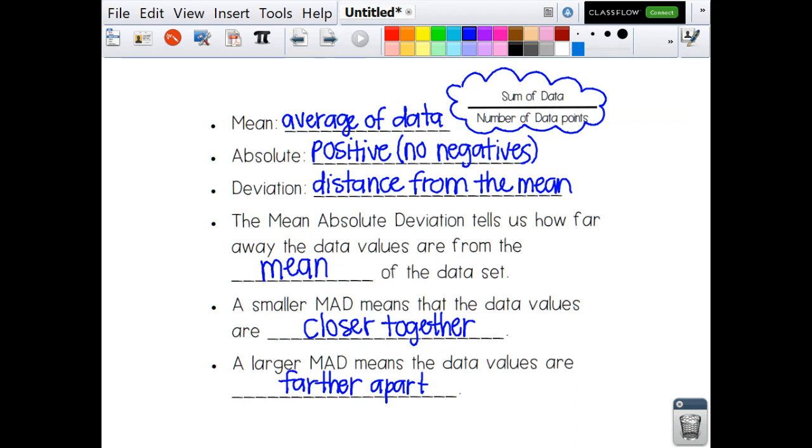So basically, if I'm going to reword that into simpler terms, we are going to find the distance of each data value from the mean. So I find the mean, and then I find the distance of each number from the mean, and then find the mean of those distances. So we're going to talk about the steps that we're going to take to solve.